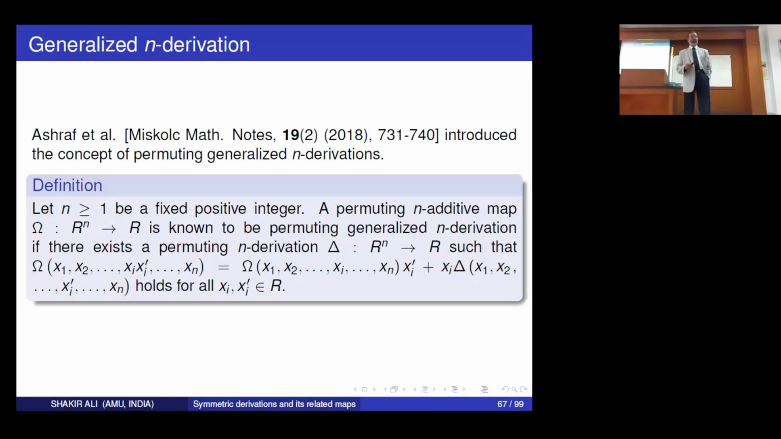Do you agree? How can we say every n-derivation is a generalized n-derivation? Can anybody quickly answer? This is not a big problem, it is just a generalization. So I think we must think about how these notions are related. I always say every derivation is a generalized derivation. At the same time, I am saying every n-derivation is a generalized n-derivation. So quick answer: how?